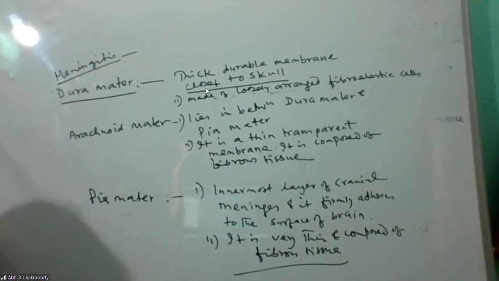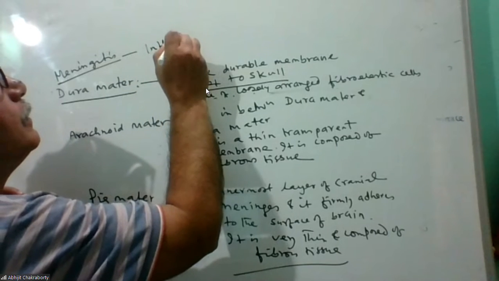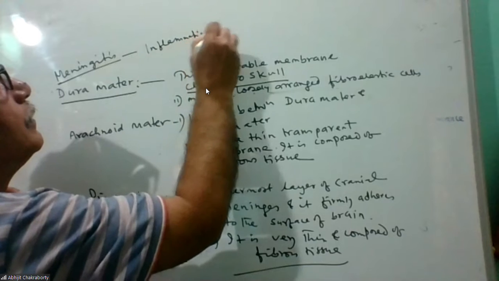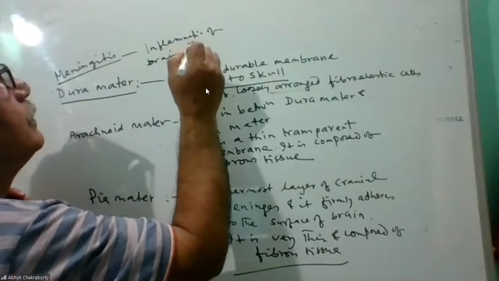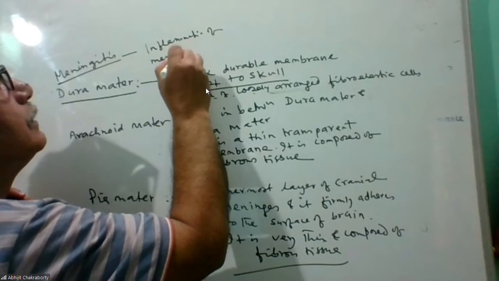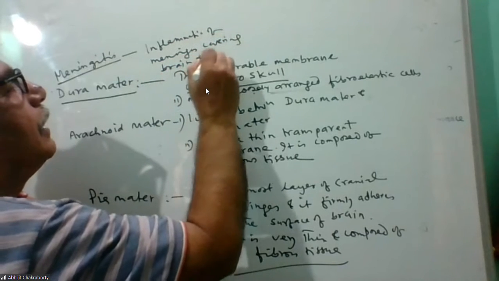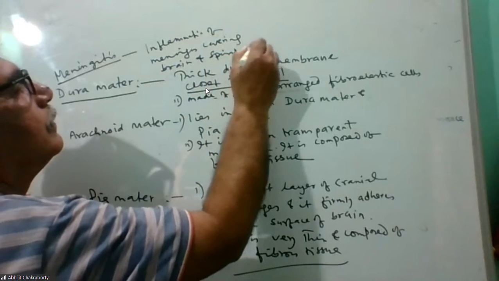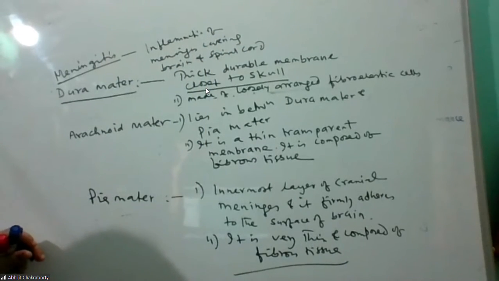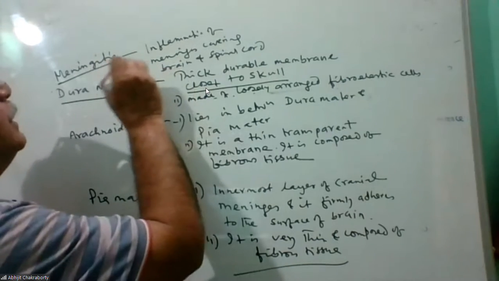Whenever the term meningitis is used, it is called inflammation of brain and spinal cord membranes. Inflammation of meninges covering brain and spinal cord is called meningitis.